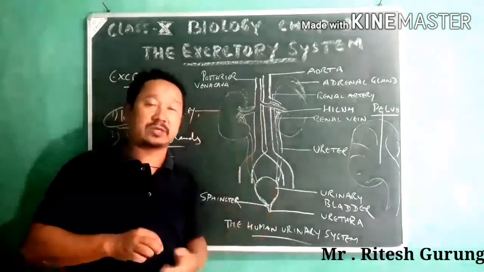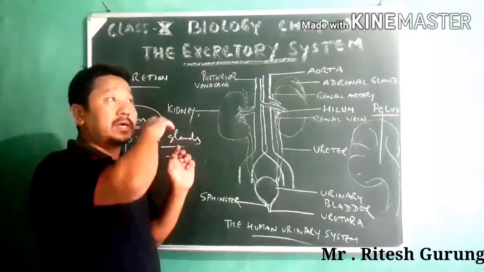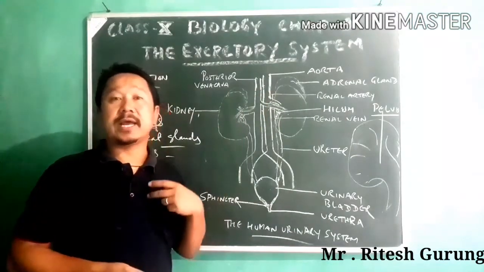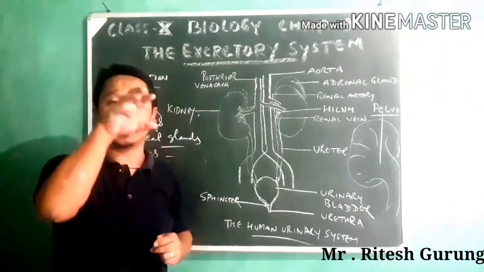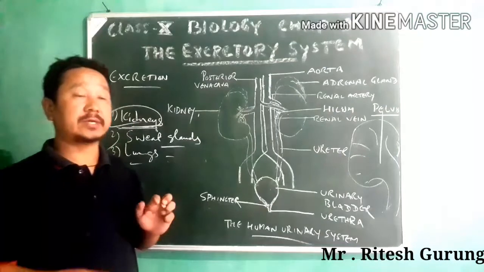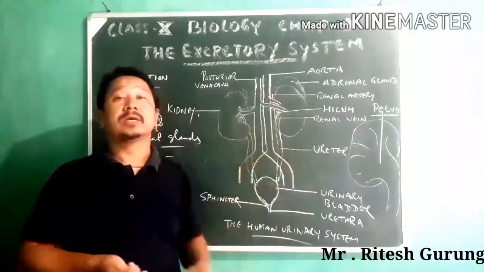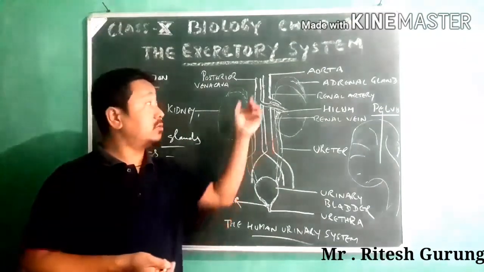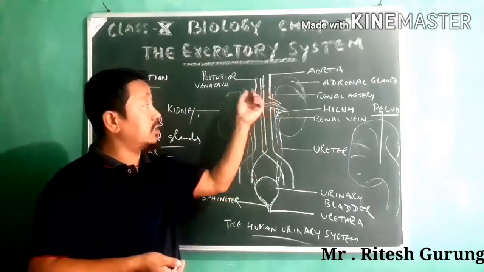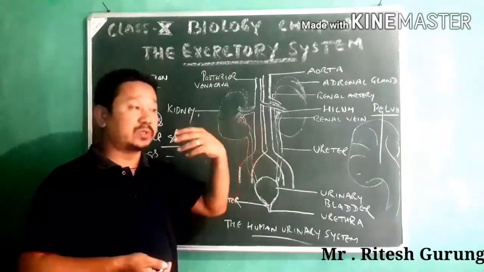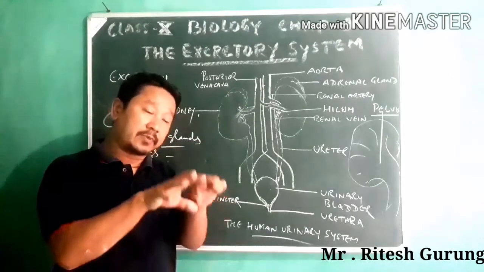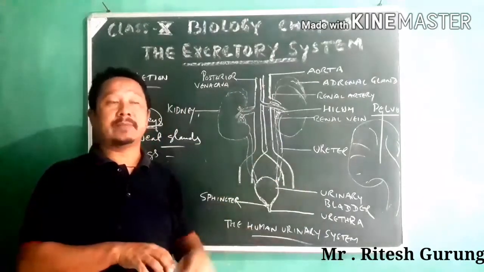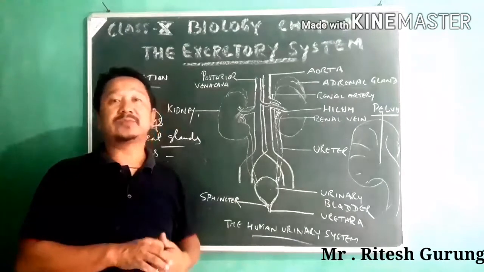From the posterior vena cava, the impure blood is taken to the right atrium, or right auricle, of the heart, and from the right auricle it is passed down to the right ventricle. From the right ventricle it goes to the lungs for purification. This is how the blood vessels are shown, taking blood into the kidney, and from the kidney to the heart, and from the heart to the lungs for purification.